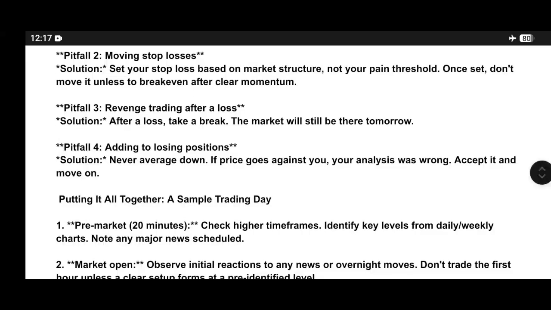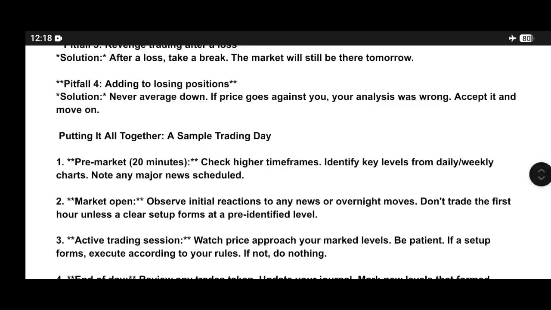Then, putting it all together, let me break down a sample trading day for you. First, the pre-market. You need to take at least 5, 10, or 20 minutes of your time. Number one, pre-market: check the higher time frame. Identify the key levels from daily or weekly charts. Note any major news scheduled.